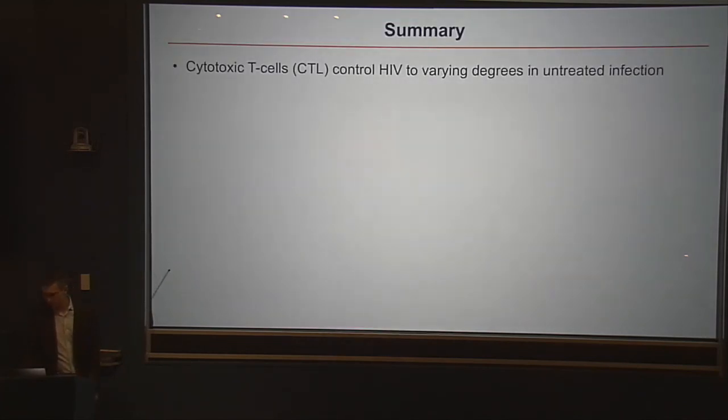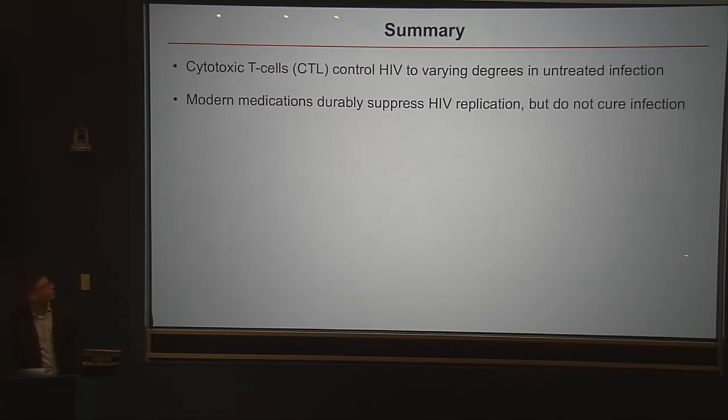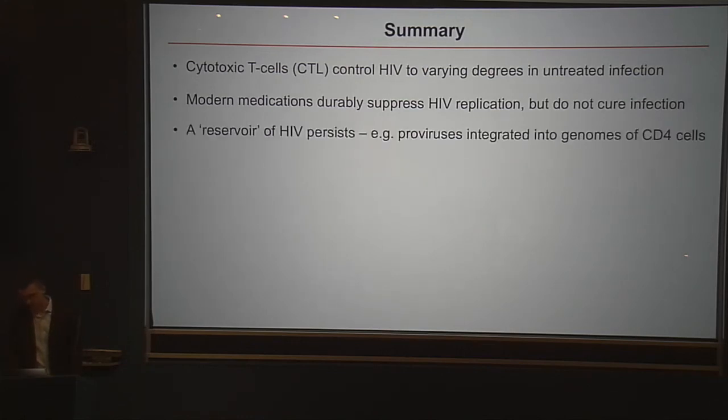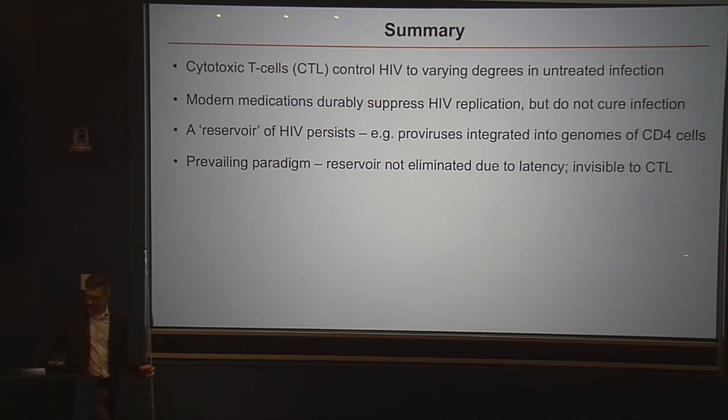Okay, so in summary, cytotoxic T cells control HIV in untreated infection in people who aren't on therapy. This occurs to varying degrees. Some people progress, and some people control for years or decades on their own. Modern medications can suppress HIV replication, but they never cure infection. The reason they don't is that a reservoir of HIV persists. By a reservoir, we mean cells that have a provirus integrated into the CD4 cells. And the prevailing paradigm is that these are not killed because they're simply invisible to the immune system.